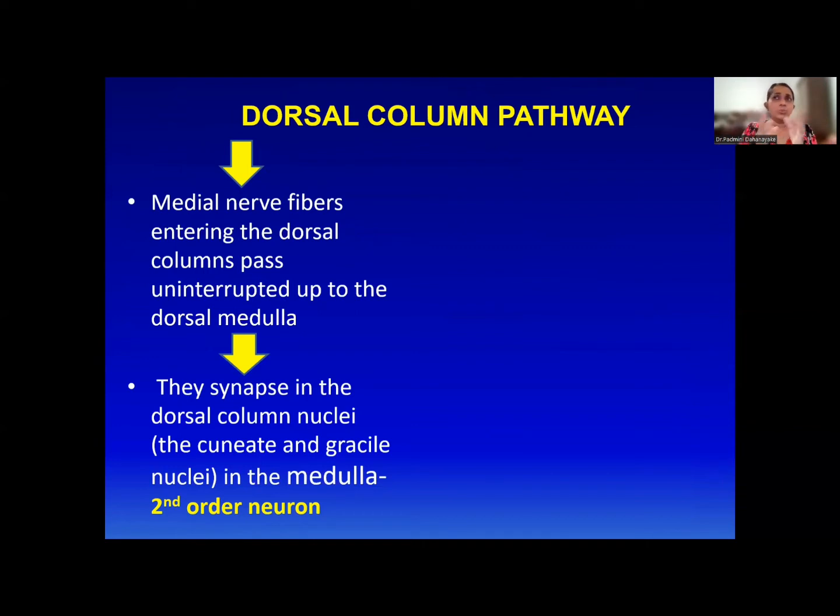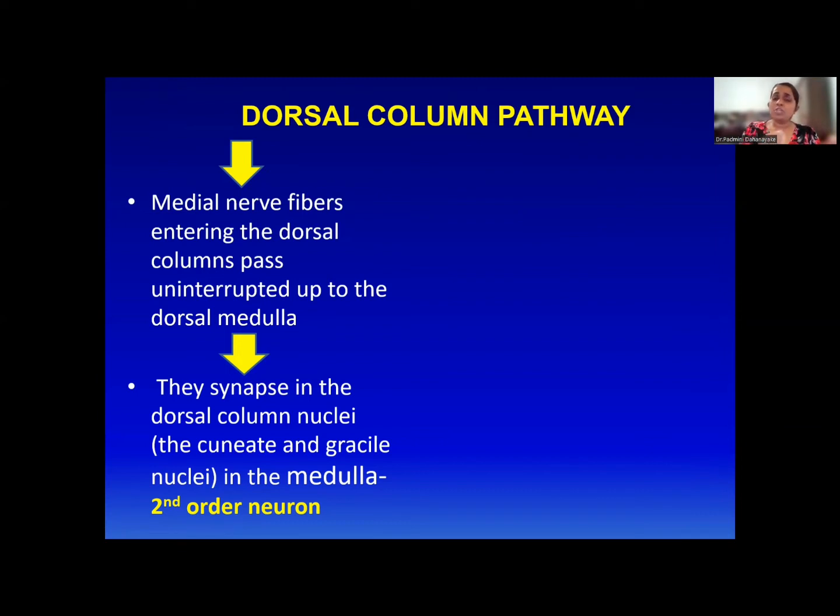Now, there are two sets of nerve fibers from the lower body. It is more medial, that is fasciculus gracilis, and the upper parts of the body, that is fasciculus cuneatus. Still, it is in the dorsal column. And these columns will pass uninterrupted. That is why it is called dorsal column. Throughout, it is going in the dorsal column, and it is going uninterrupted up to the dorsal medulla. And there, they synapse in the dorsal column nuclei.